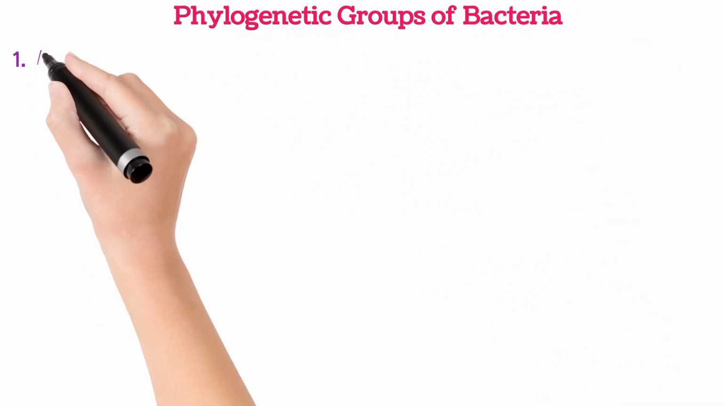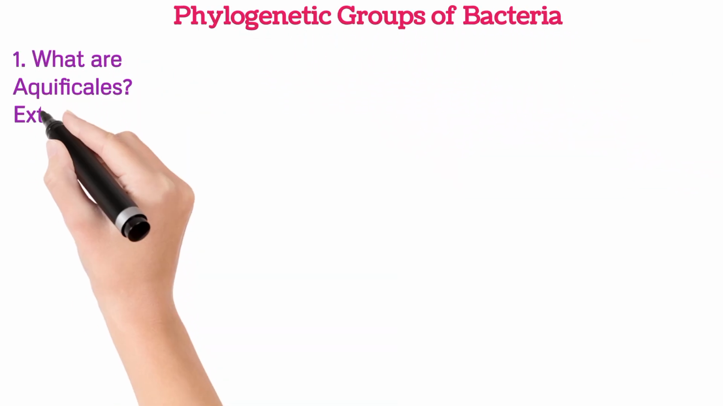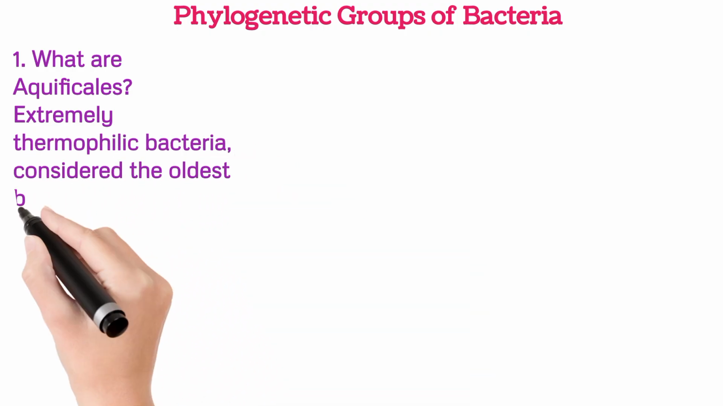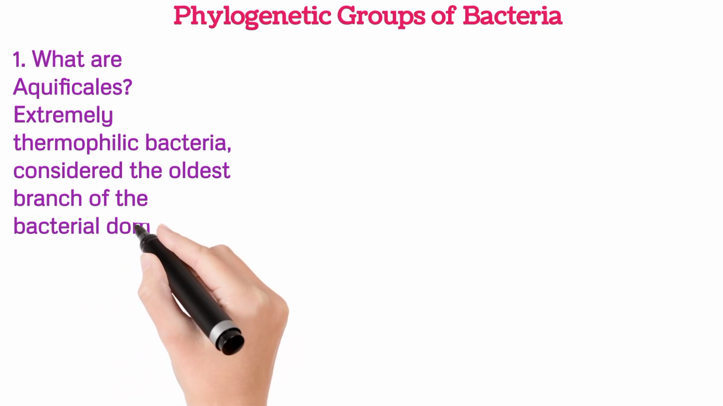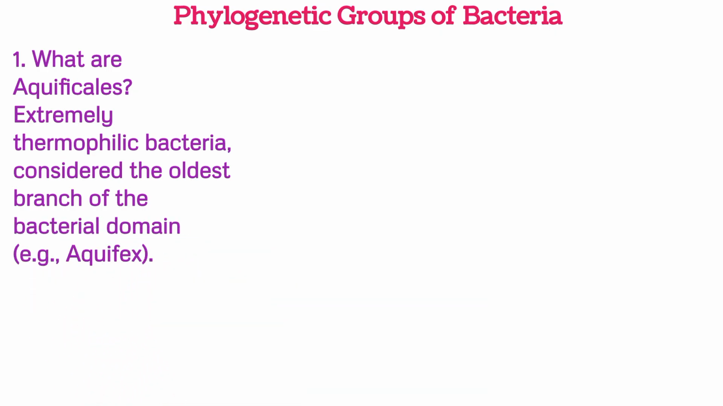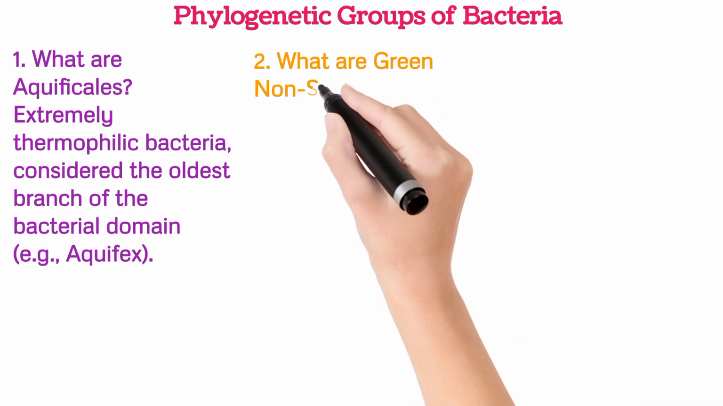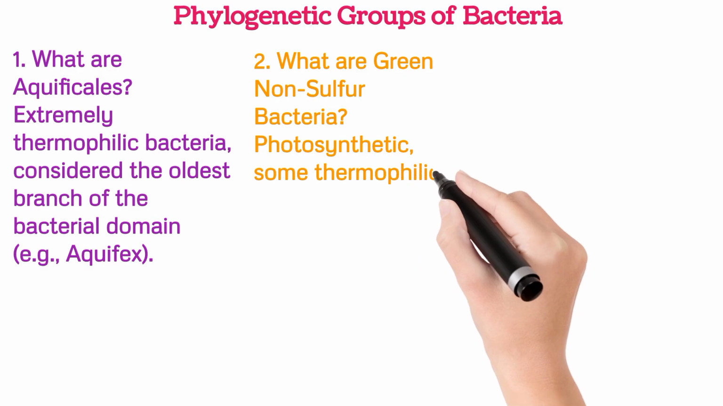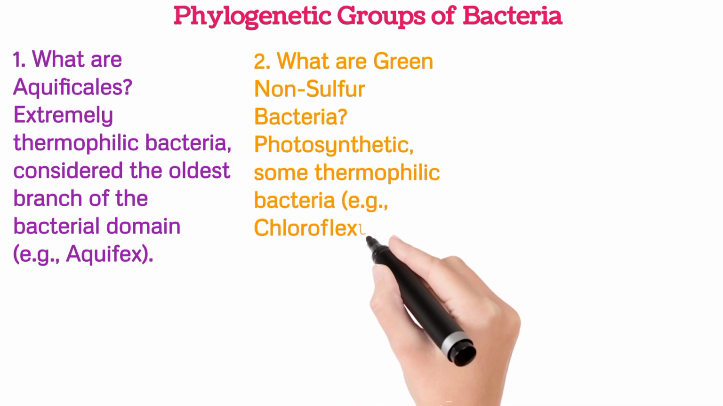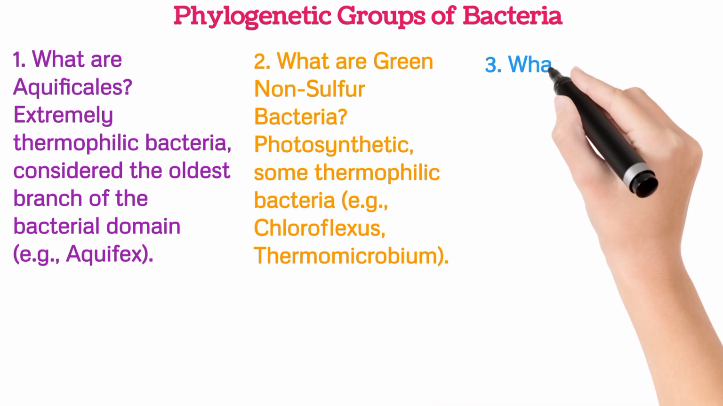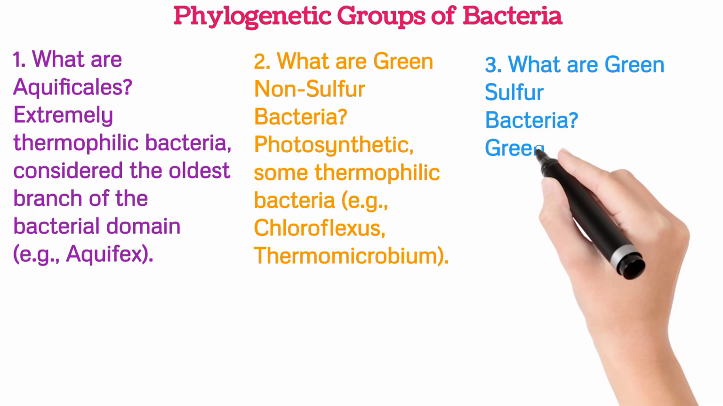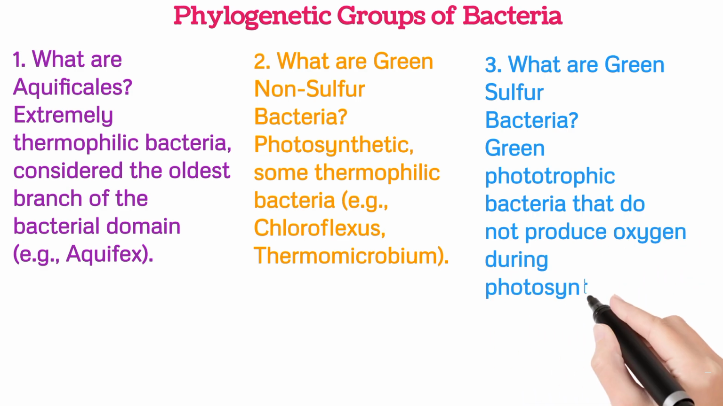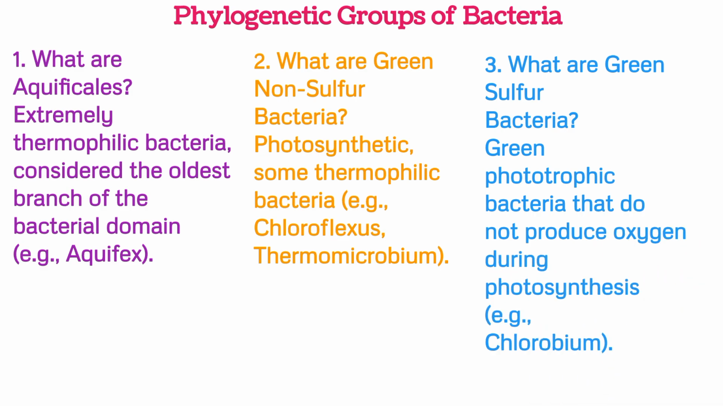Phylogenetic groups of bacteria. 1. Aquificales. Extremely thermophilic bacteria, considered the oldest branch of the bacterial domain, for example Aquifex. 2. Green non-sulfur bacteria. Photosynthetic, some thermophilic bacteria, for example Chloroflexus, Thermomicrobium. 3. Green sulfur bacteria. Green phototrophic bacteria that do not produce oxygen during photosynthesis, for example Chlorobium.